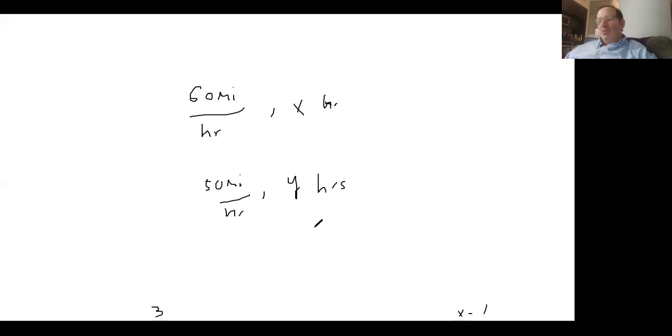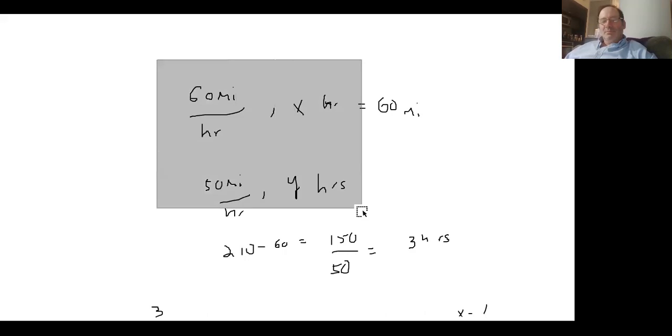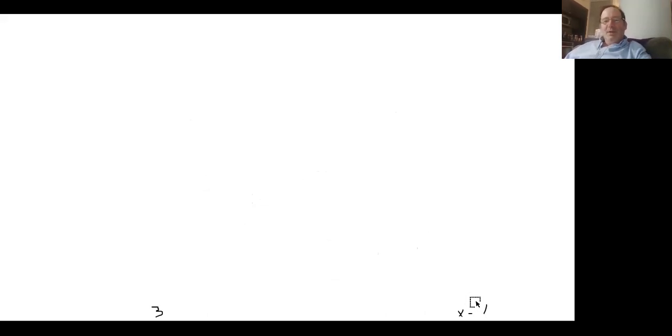And if X equals 1, what's the value of Y? So X equals 1, so he went 60 miles, basically just 60 miles for this part. So I get 210 minus 60, which equals 150. Then I divide 150 by 50, because he went 50 miles an hour, and that gives me 3 hours. Pretty simple, just a basic rate problem.